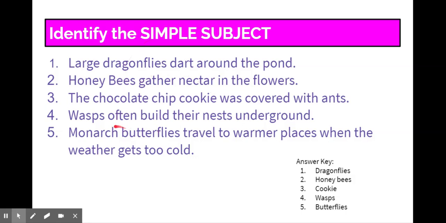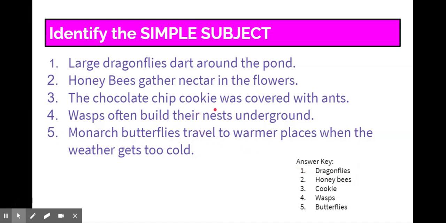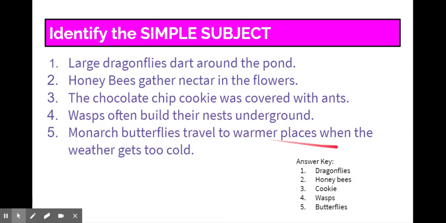Number 4, wasps often build their nests underground. It's wasps. That's a tricky word to say. It's like saying masks. Wasps. There we go. Number 5, monarch butterflies travel to warmer places when the weather gets too cold.